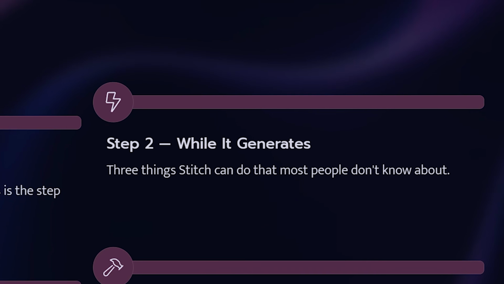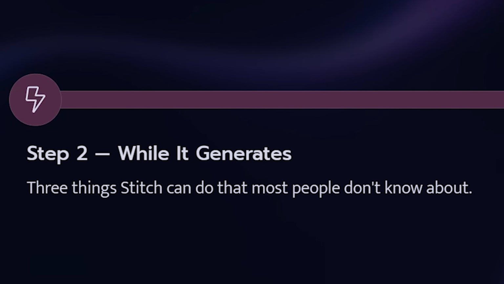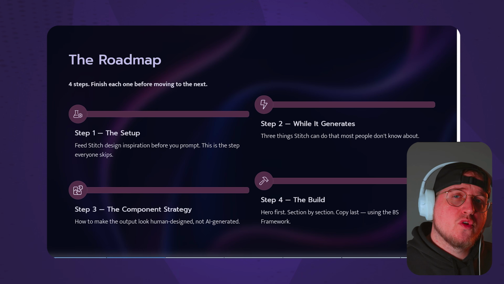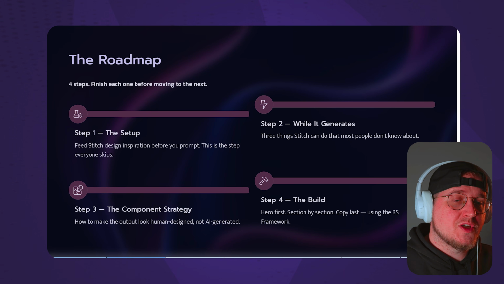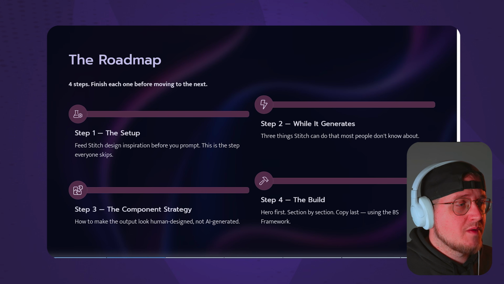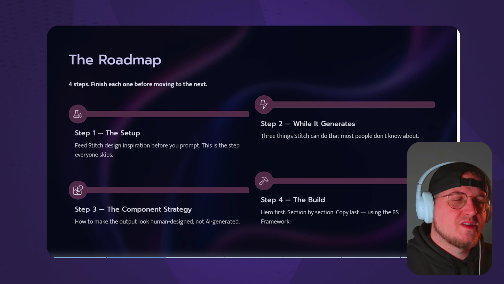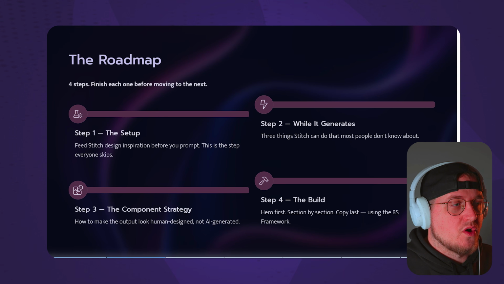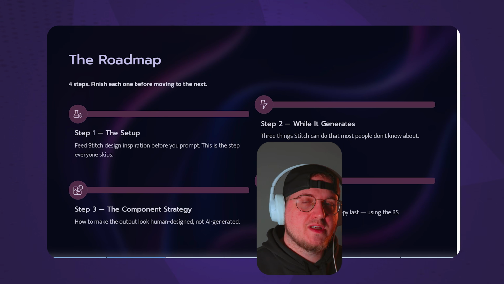Now, step number 2, while it generates, I'm gonna show you 3 things that are very important for you to know. Now, step number 3 is something that you might have seen in Claude Code tutorials, but it's actually applicable for Google Stitch as well, which is the component strategy. Now, if we're talking about AI slop, then we talk about designs that just look like AI made it. Now, with components that are made by actual humans, you completely liberate that.